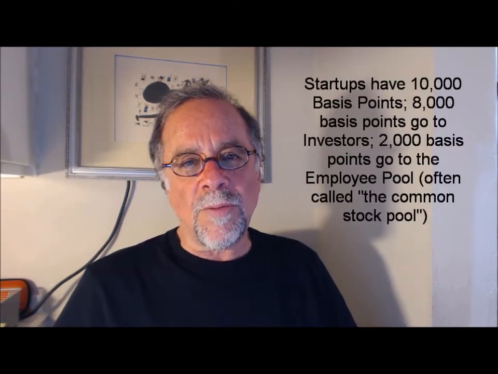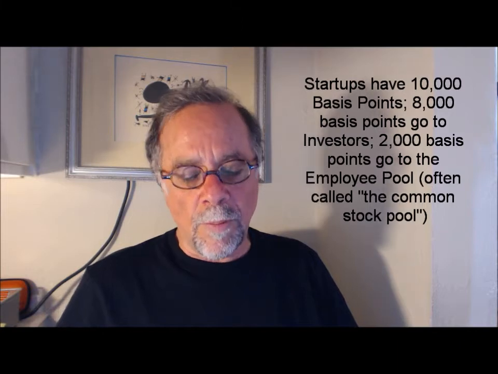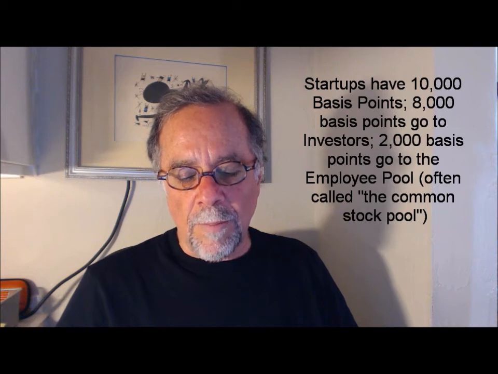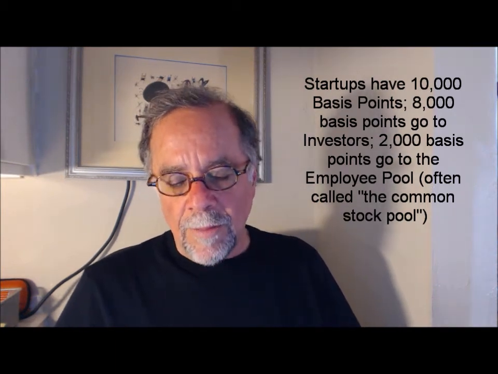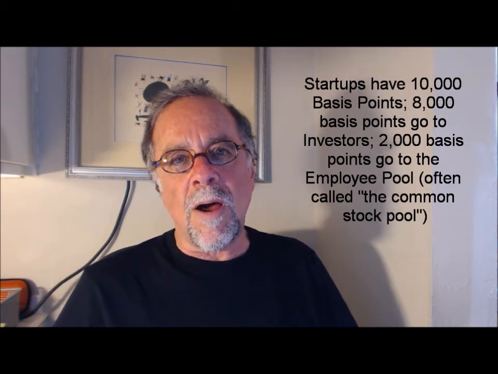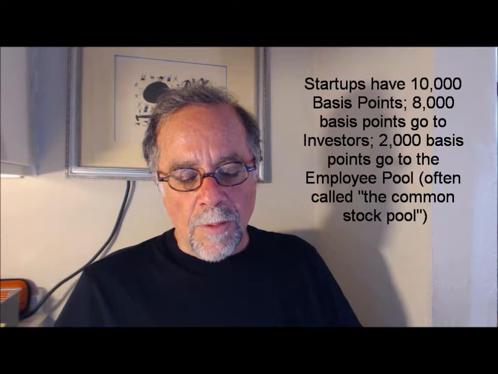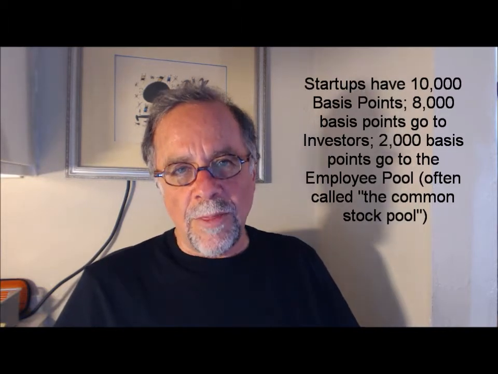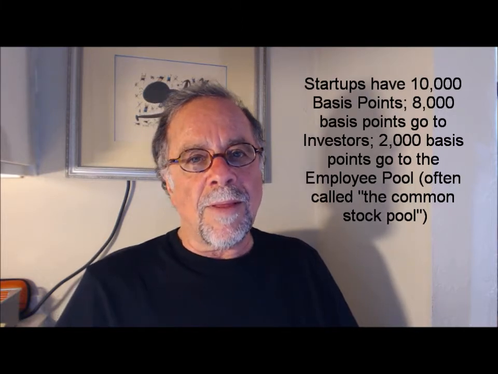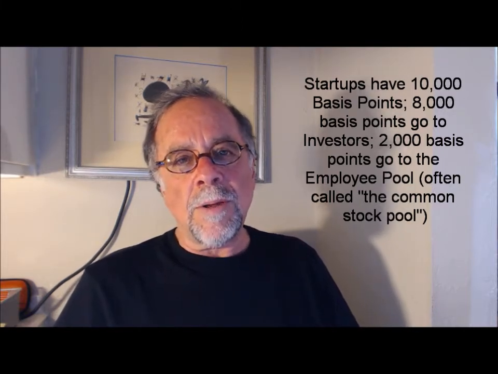Now, it's important to understand that the first 8,000 basis points are given to the investor pool. And so investor grade stock is often for the VCs and the CEO and maybe some of the founders. I often see founders in the common pool. So just understand 10,000 basis points to be divided up, 8,000 go to the investors. That leaves a pool of 2,000 basis points to be distributed as common stock to the regular employees.